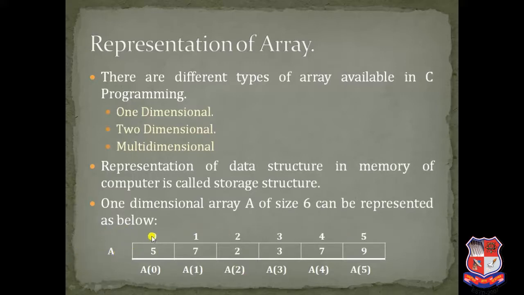This is the name of array. Index value starts with 0, 1, 2, 3, 4 and 5. The last index will be the size minus 1. So 6 minus 1, it will be 5. And if we want to access each element of array, then we can access them using A[0], A[1], A[2], likewise.